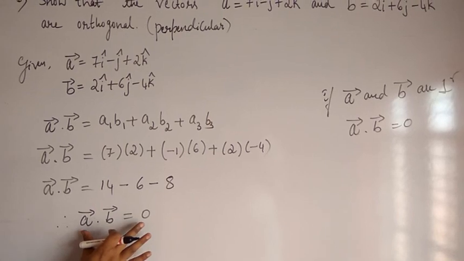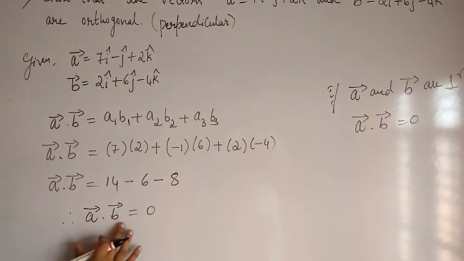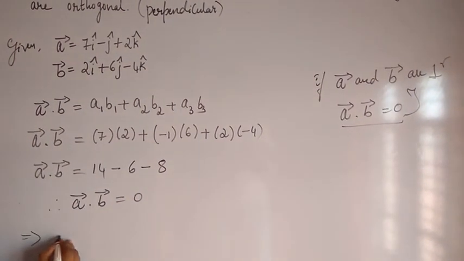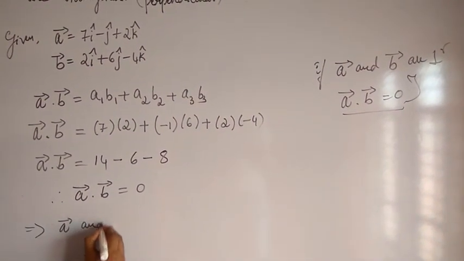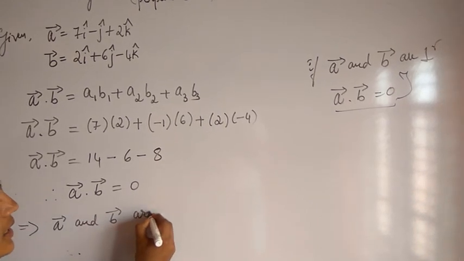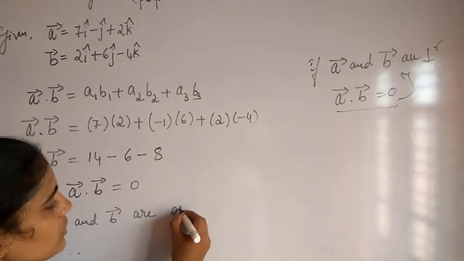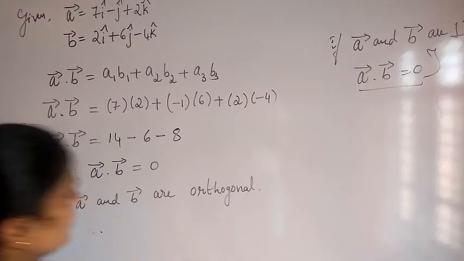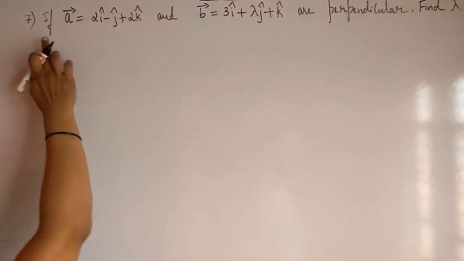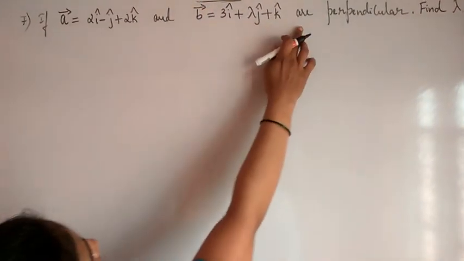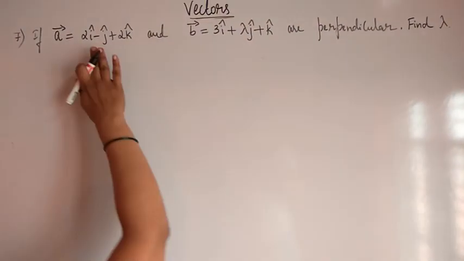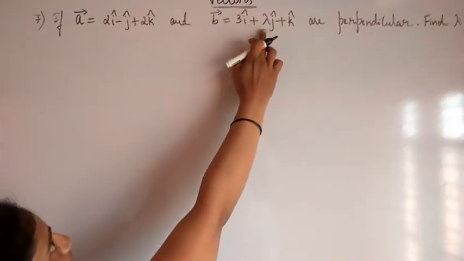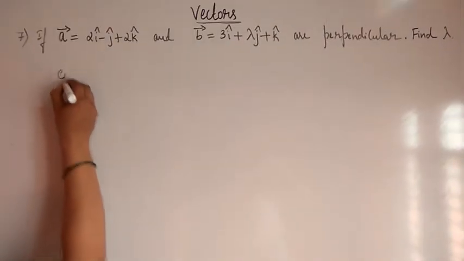Here we are getting the dot product as 0, which means the two vectors are perpendicular to each other. So this implies vector A and vector B are perpendicular or orthogonal. Next, if vector A and vector B are perpendicular, we have to find the value of lambda.